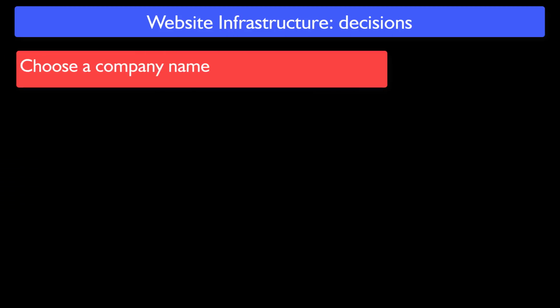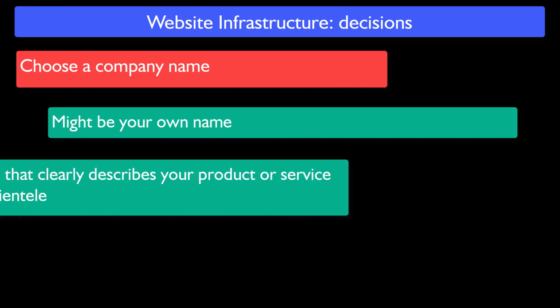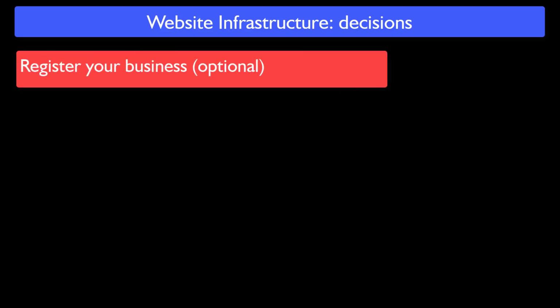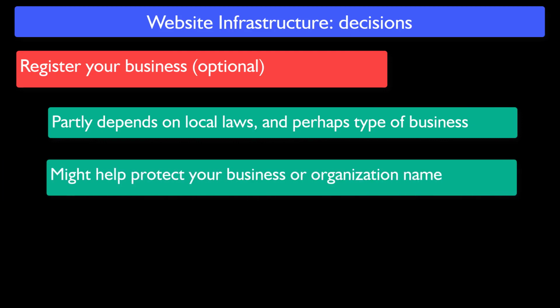You'll want to have a name for your company or organization. It might be your own name, or it might be a name that clearly describes your product or service or your target clientele. Think about registering your business. Partly depends on local laws and perhaps the type of business you're running. It might help protect your business or organization name.